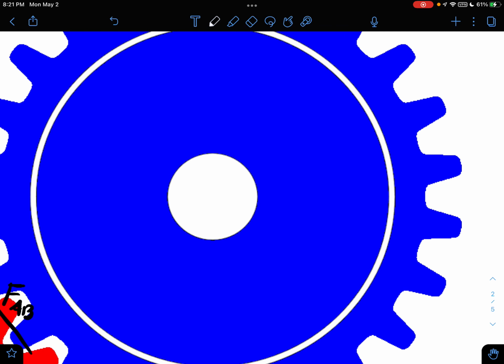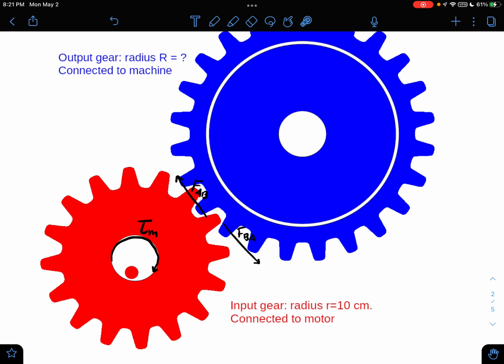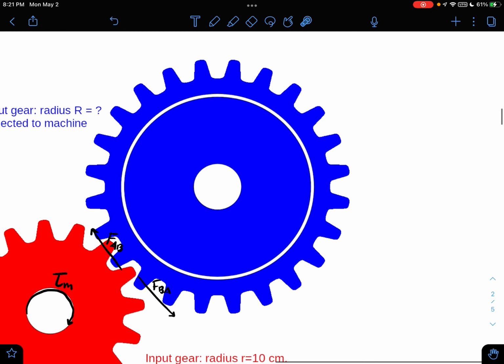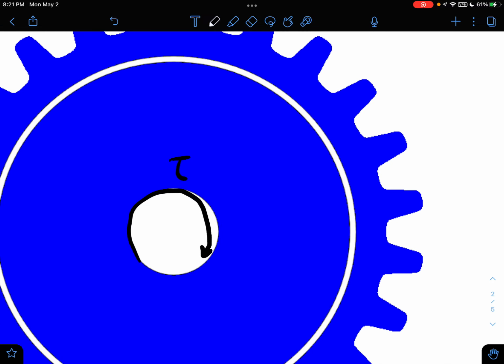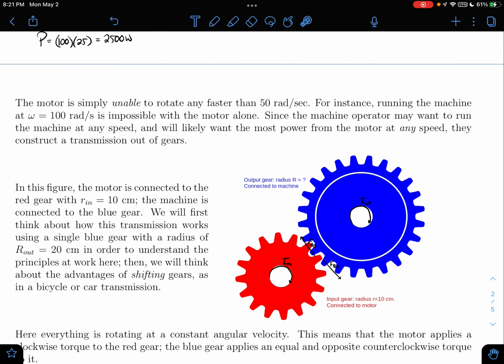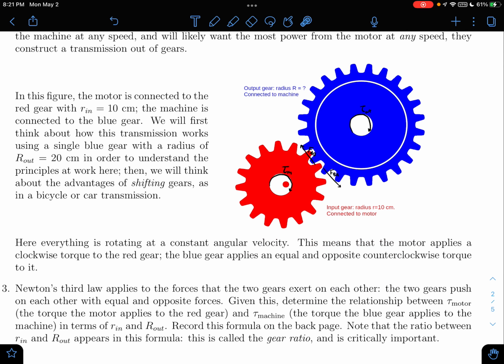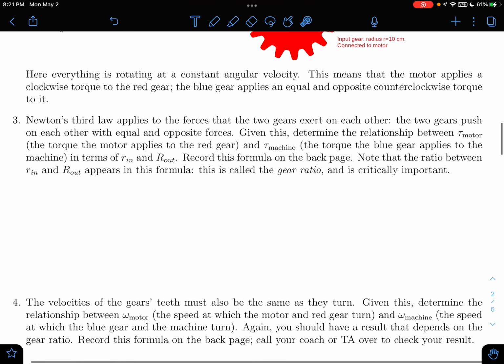This is giving us a counterclockwise, so okay, this is making us clockwise, this is counter, this is counter. I had to double check that for a second, right? Because the whole point of this gear is that it's giving some output torque on the machine. So we have our input torque here from the motor, forces are equal and opposite, and we have our output torque here. So now we get to figure out our relationship between things.